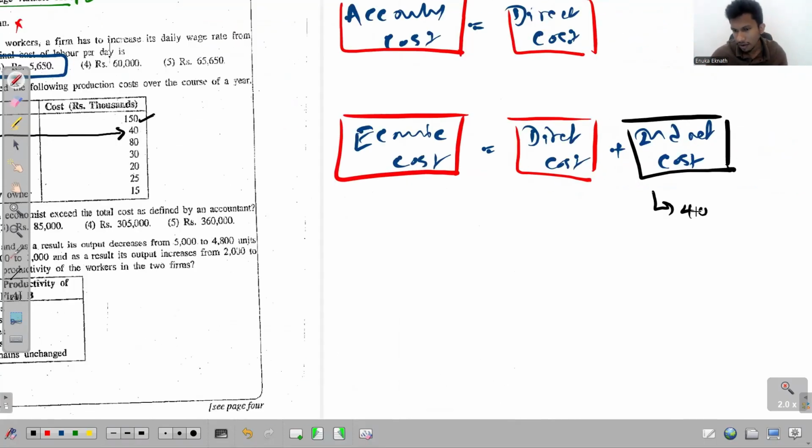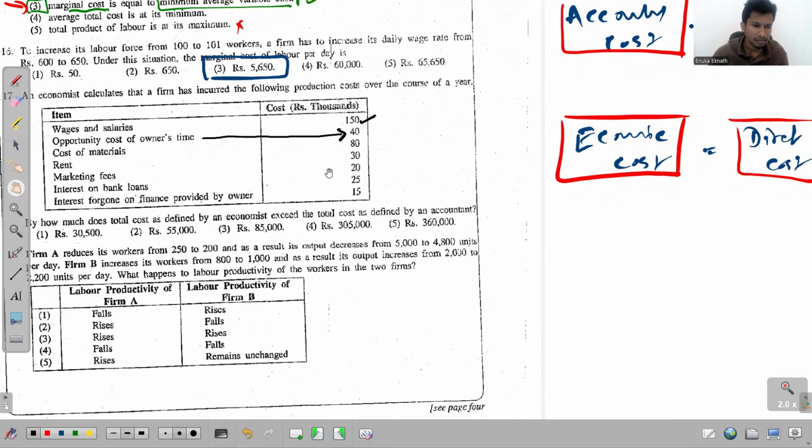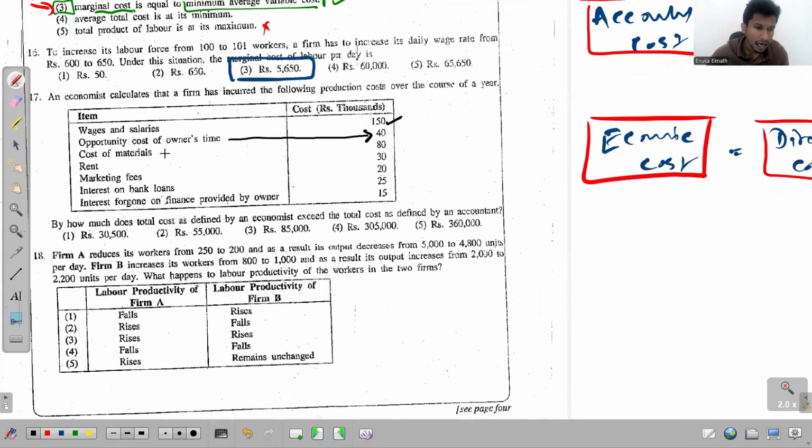The first value that we found is 40, opportunity cost of own labor. And then cost of materials is direct, no need to consider that. Rent is again direct. Marketing fees also direct.